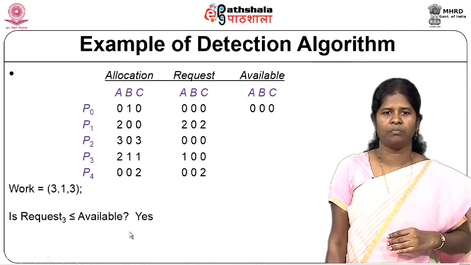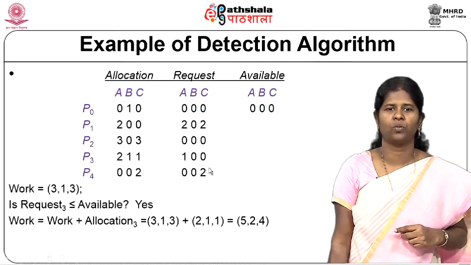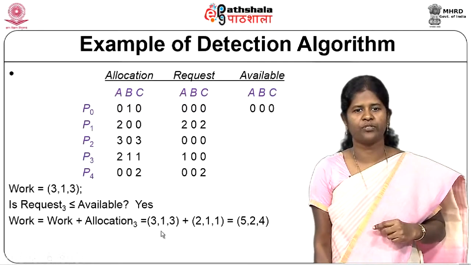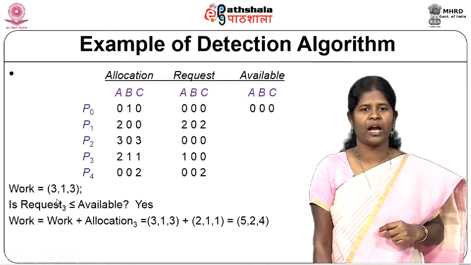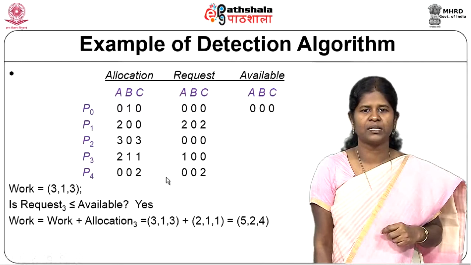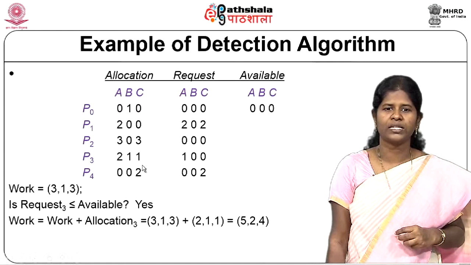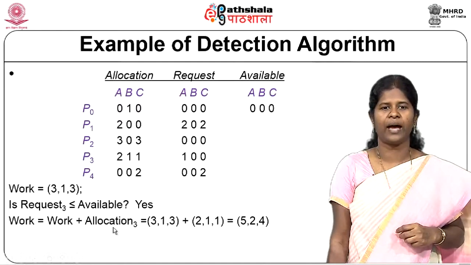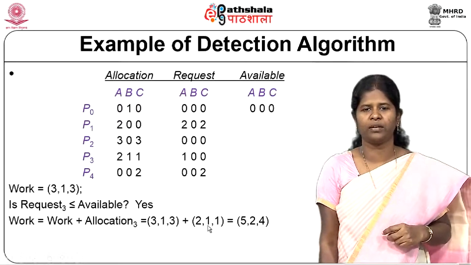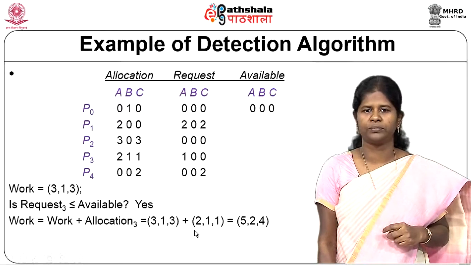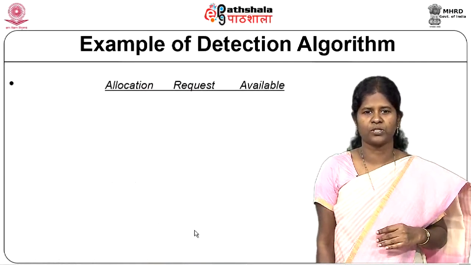We check process P3. So, what is the request of P3? It is 1 0 0. Can the request of P3 be satisfied with what is available? Yes, it can be satisfied. So, we have 3 A's, 1 B and 3 C's. P3 just needs 1 A, which can be satisfied with this, and hence what is currently allocated to P3 is also added to what is available. So, Work becomes 3 1 3 plus 2 1 1, you have 5 2 4, and Finish[3] is true. Now, we will move on to the next process.